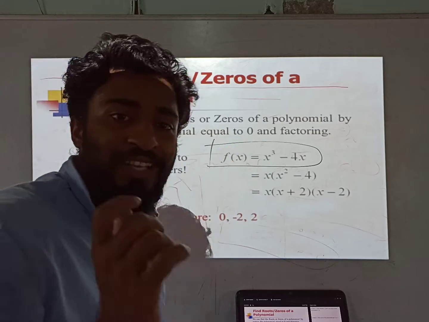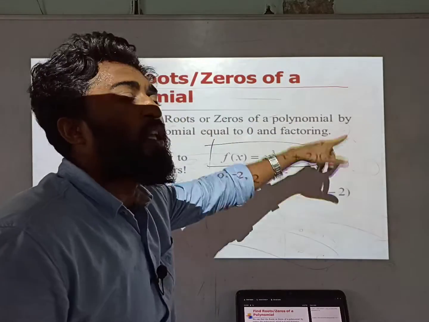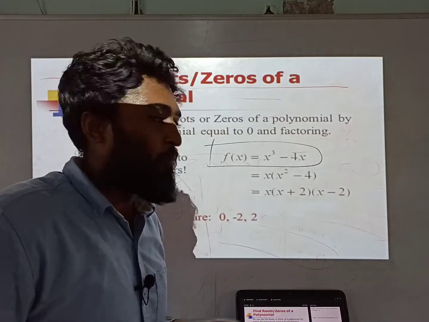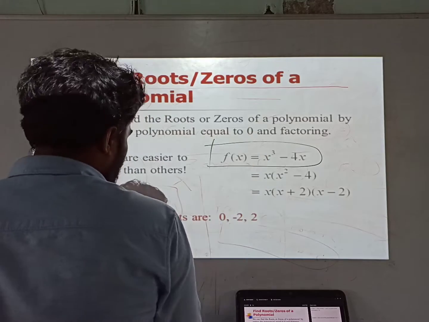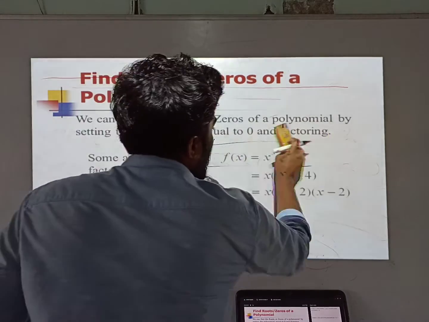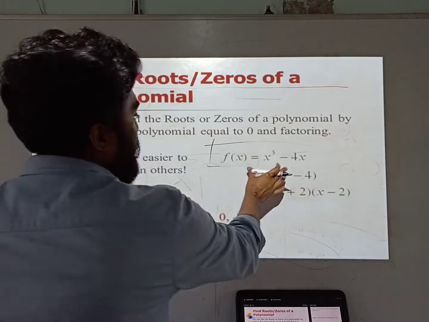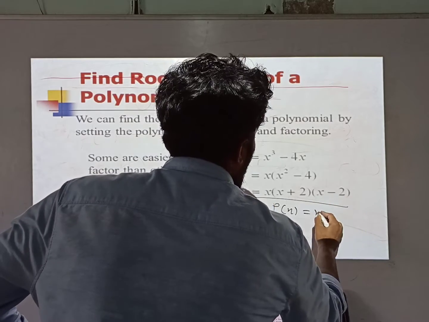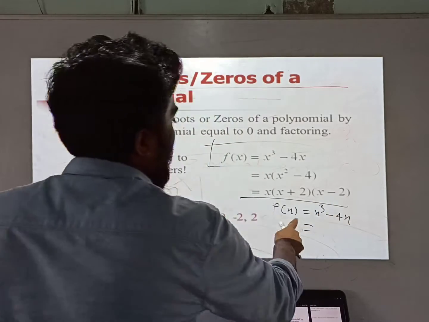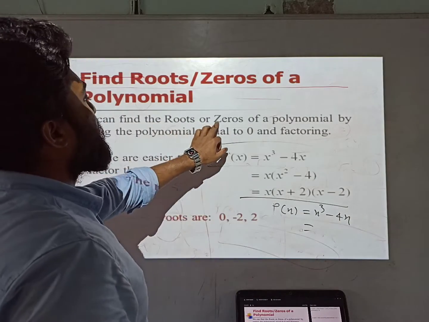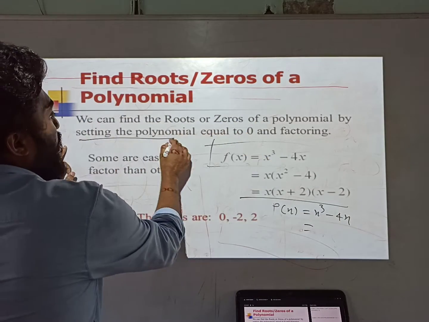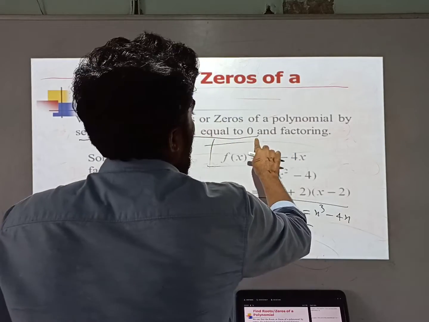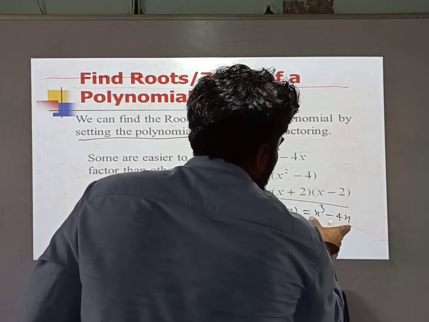Whenever you are given a polynomial p(x), you just put that polynomial equal to 0, p(x) equals 0, to get the zeros, and you need to factorize the given polynomial. For an example, we are given a polynomial here. Now we will solve this question and get the zeros of this polynomial. Our polynomial is p(x) equals x cube minus 4x. Now first I will factorize this. I will put p(x) equals 0, and by putting p(x) equals 0 and factoring, we need to factorize this p(x).